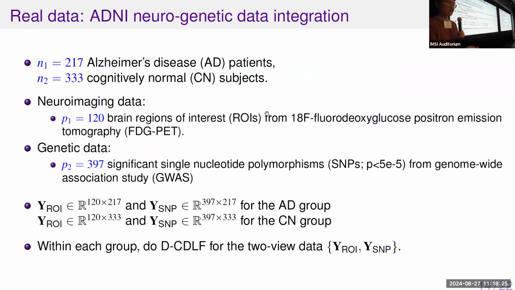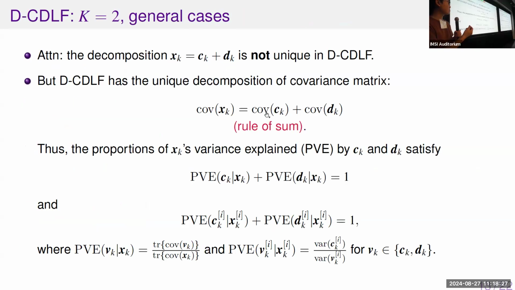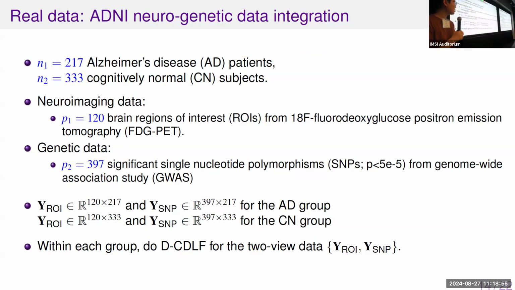That means the covariance of xk equals the covariance of C plus the covariance of D. And also the proportions of the signals' variance explained by the common source vector CK and DK satisfy this rule of thumb. So this is the method. If you are familiar with PCA, this method is kind of parallel to PCA, but extended for multi-view data. So let me give you a real data example to illustrate our method.